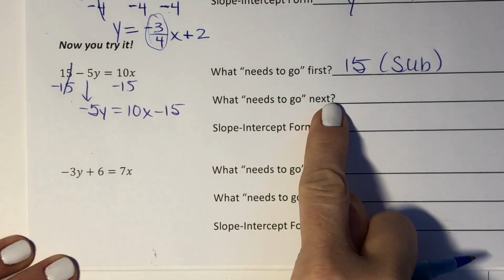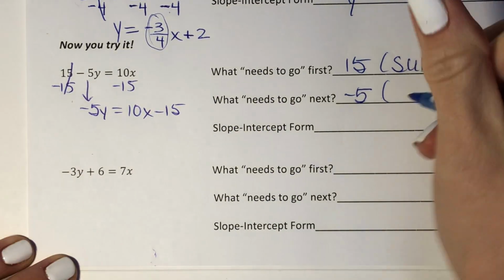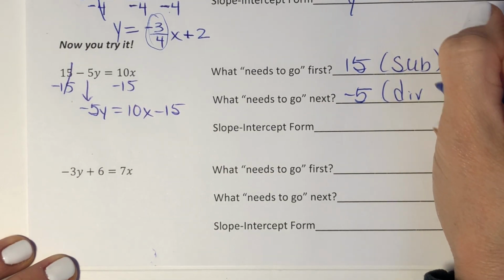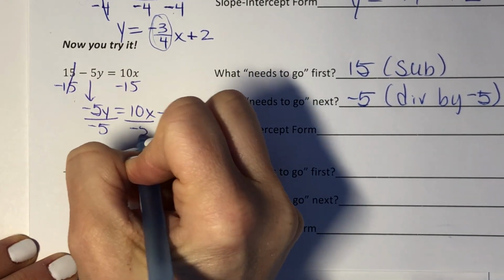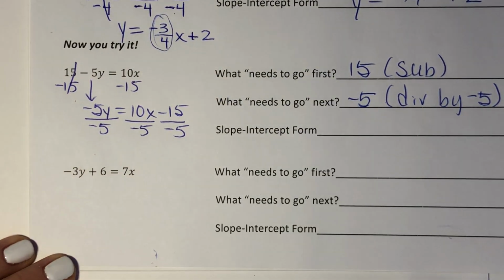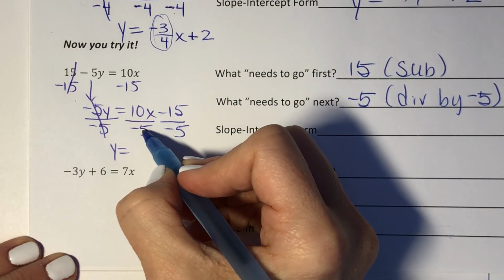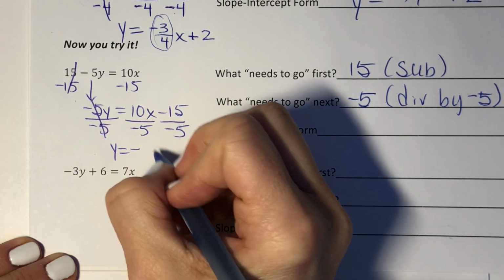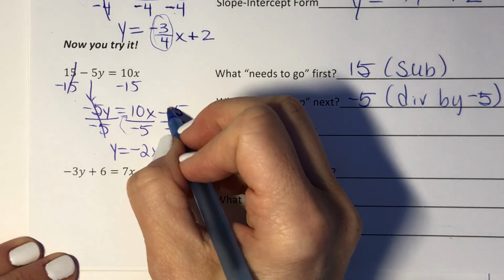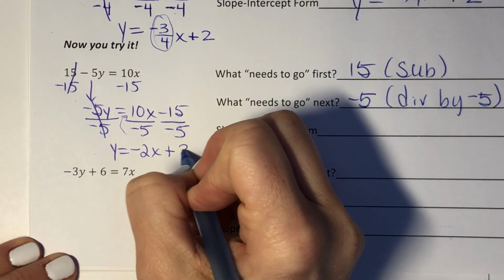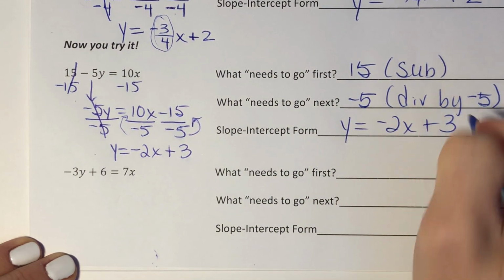-15. What needs to go next to get y by itself? A -5 is in my way. It's being multiplied, so I want to divide both sides by the negative also. So let's do that. Let's do it to all 3 terms in this problem. And that's going to leave me with how many? Now, first of all, I have one negative and one positive, so that's going to give me a negative answer. 5 fits into 10 twice, so my slope is -2. And my y-intercept, my beginning value, is going to be 3, because that's how many 5s fit in. So I have a slope-intercept form of -2x plus 3.